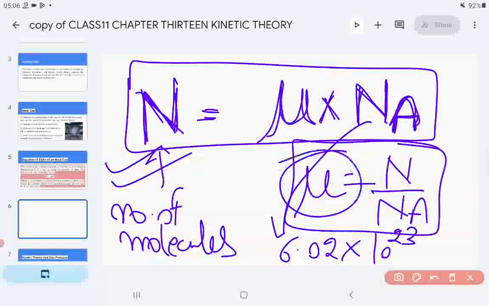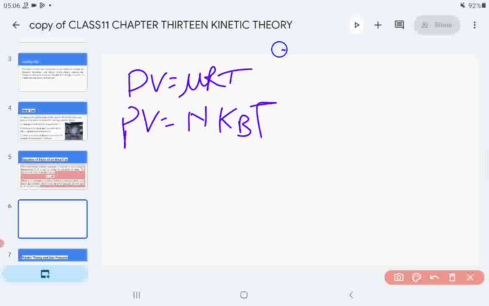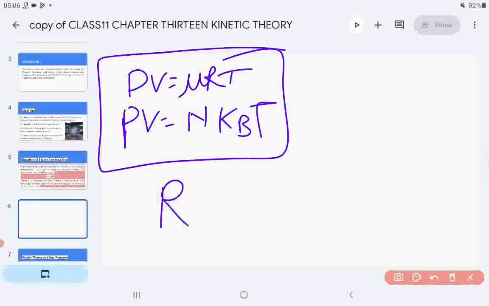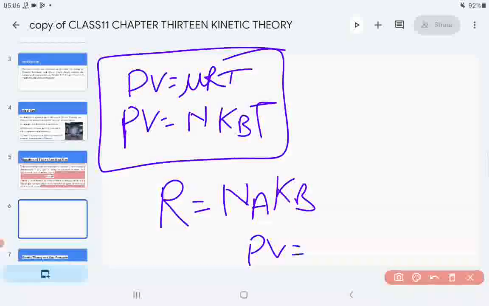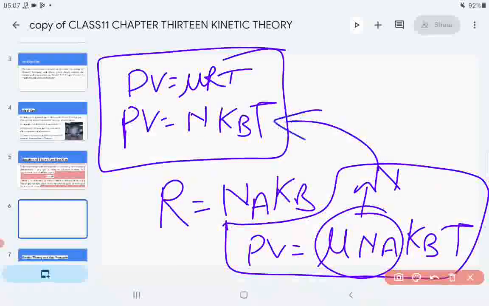Now see the relation between these two equations, which we have already studied: PV equals mu RT and PV equals N Kb T. These are two forms of the ideal gas equation. Here you can say R equals Na into Kb, because if you replace R with Na into Kb, you get mu Na Kb into T, and mu Na is the number of molecules. So you get PV equals N Kb T. Now let us move ahead.